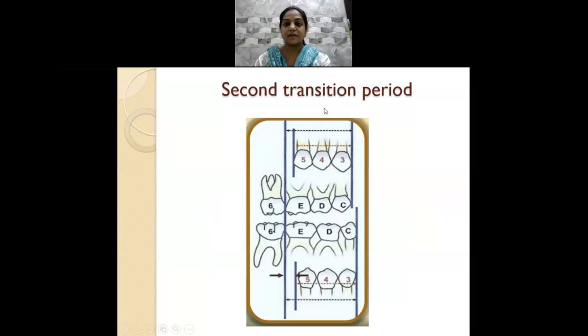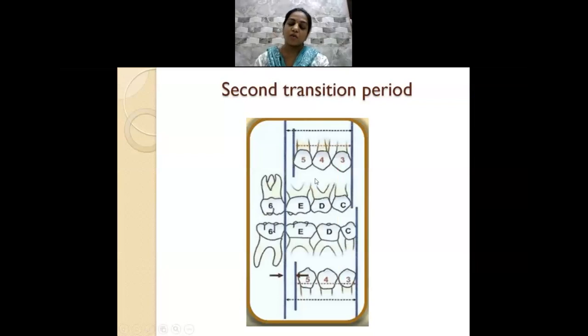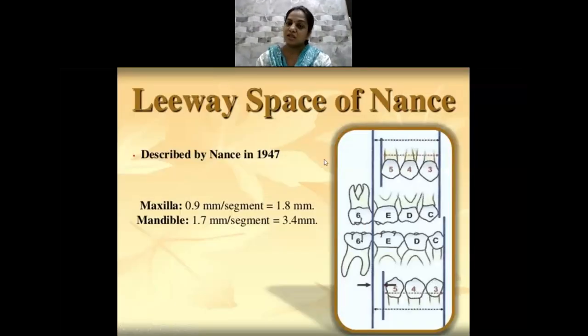Now, coming to the late dentition period, or you can say the second transition period. If you see here, the mesiodistal width of the primary canine and primary molars is much wider when compared to the permanent canine and premolars. So, when these primary teeth shed off, the permanent canine and premolars will take up this place, and an excess amount of space will remain in the jaw. That excess space remaining in the jaw is called leeway space of Nance. It was described by Nance in 1947, and in maxilla it is 1.8 mm and in mandible 3.4 mm.